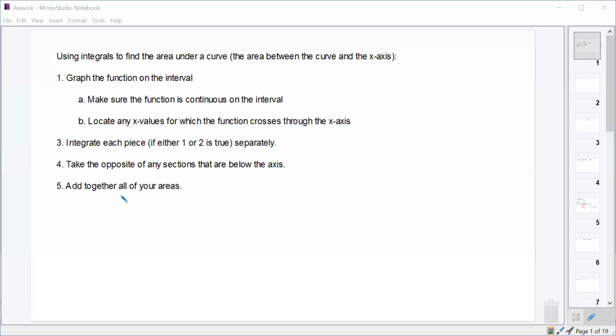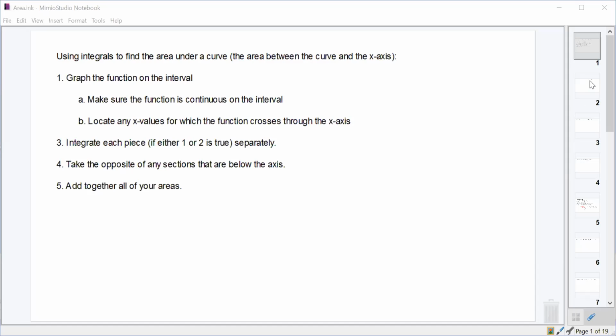And then if there are any places where there are discontinuities or x-intercepts where it crosses through, you have to integrate each piece of it, from one x-intercept to the next, separately. And then anything that's below the x-axis, the integral comes out as negative, so you take the opposite of it, and then you add all your stuff together. Everybody good with that? Sounds familiar from what you learned hopefully last year. I hope.